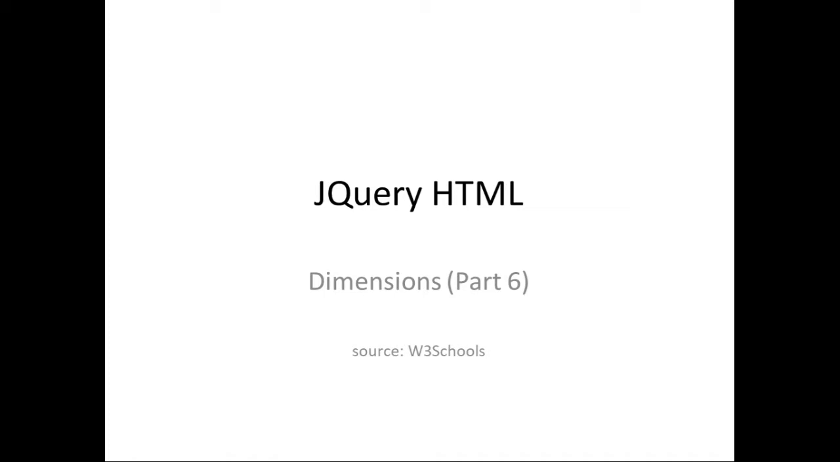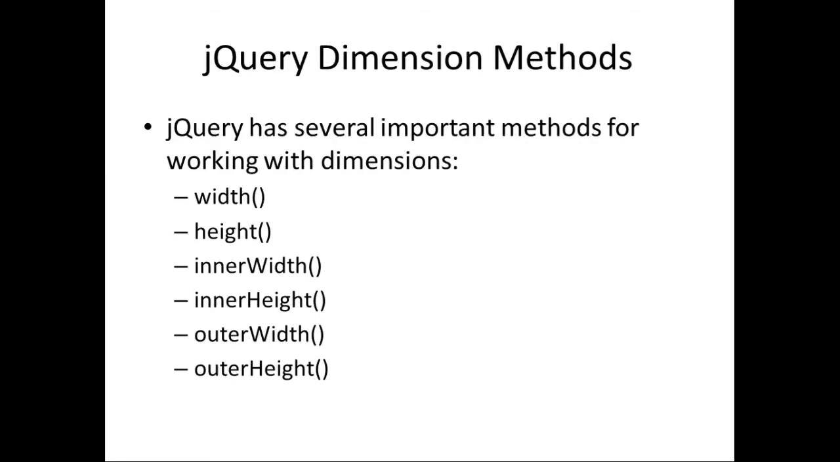jQuery HTML manipulation, and this video has something to do with dimensions. This is the last part, part 6 of this lecture series. So, jQuery dimension methods. jQuery has several important methods for working with dimensions. These are width, height, innerWidth, innerHeight, outerWidth, and outerHeight.